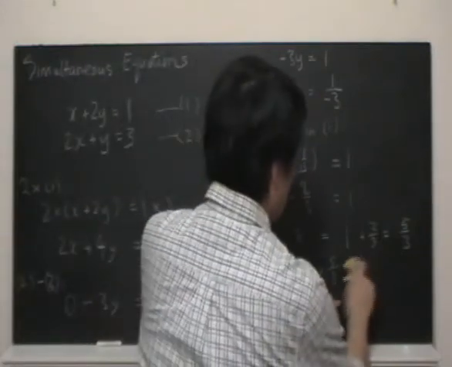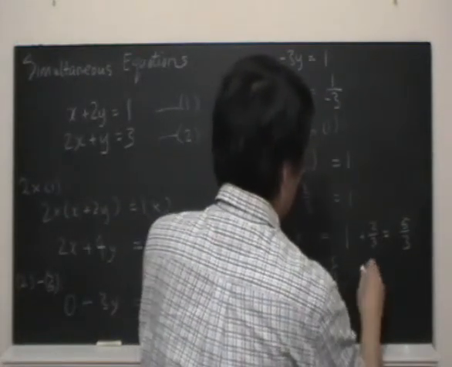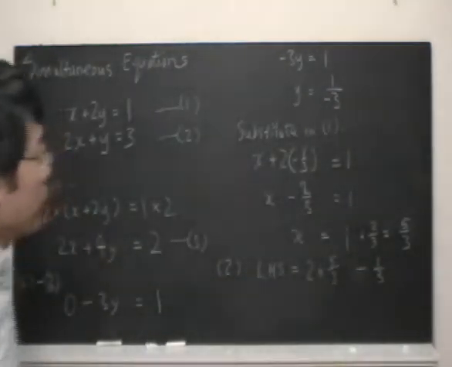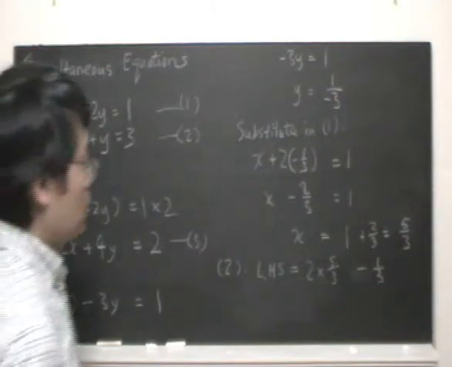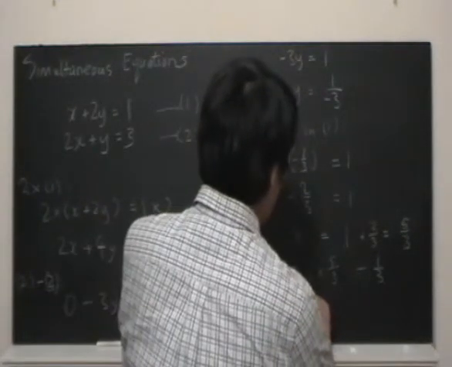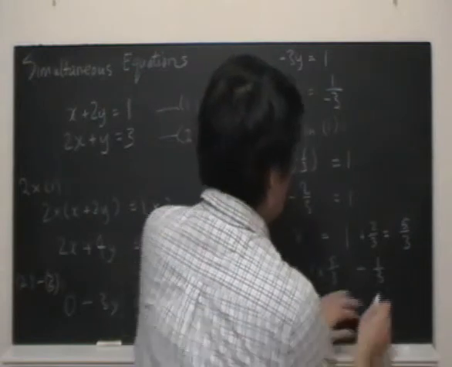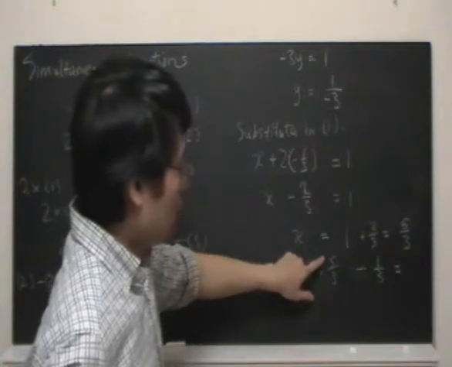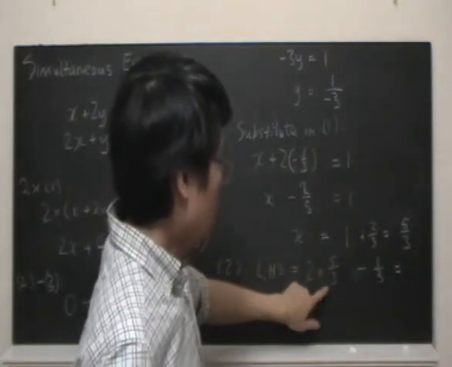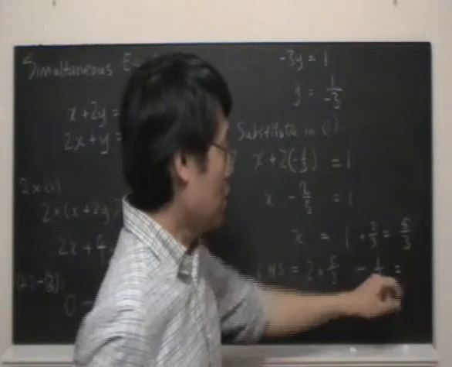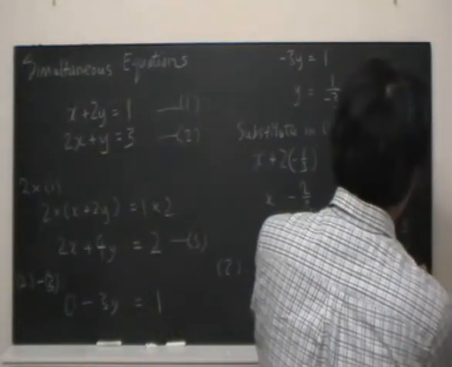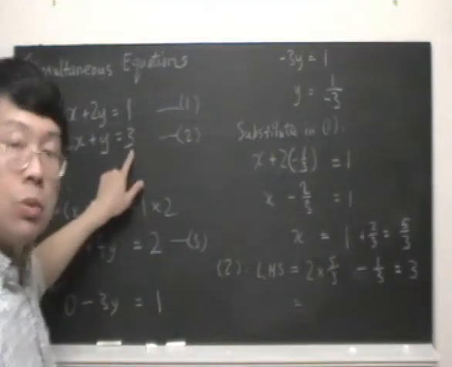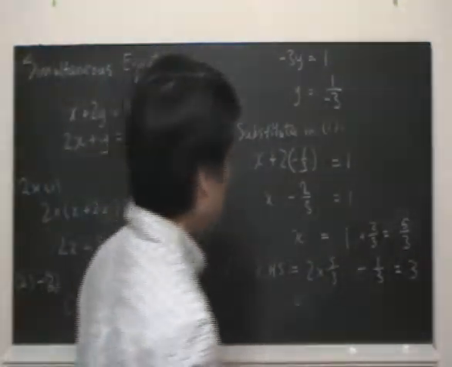So let me change the plus to minus 1/3. Let's work that out. If you work this out, 2 times 5 is 10. So 10/3 minus 1/3 will be 9/3, which is 3. Which is the same as the right hand side.